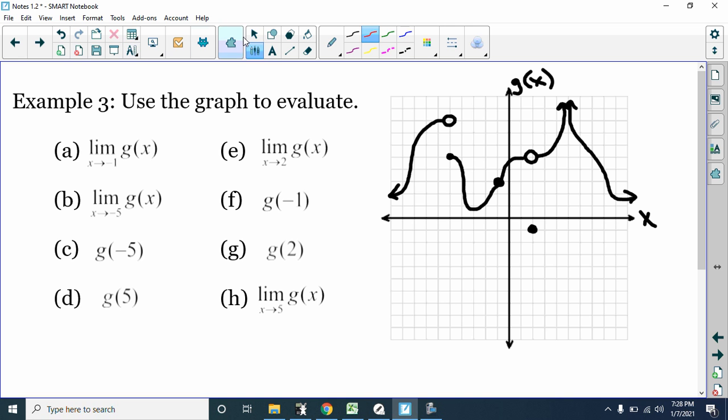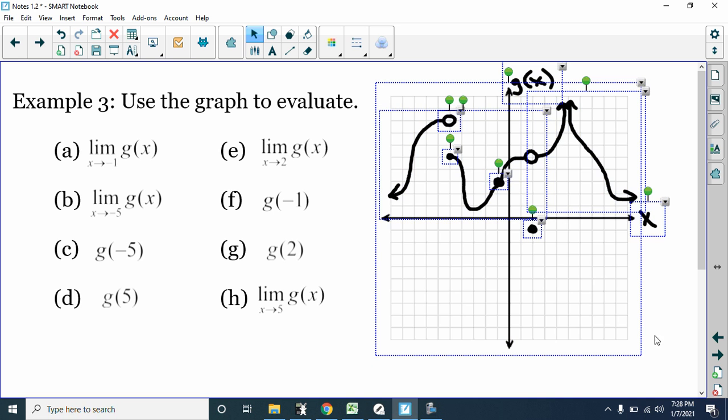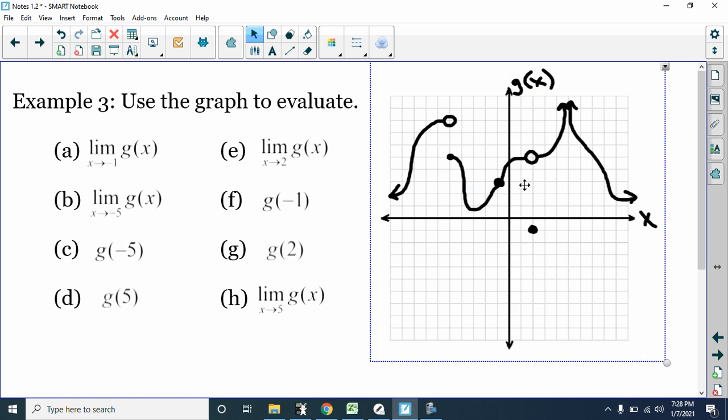One more problem like this, if you're viewing this at home for the first time, it might be a good idea to pause the video and try this one on your own. And then once you think you've got it, I will show you how to do it.